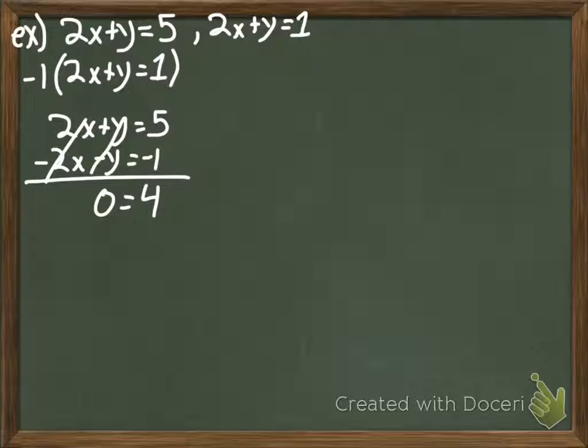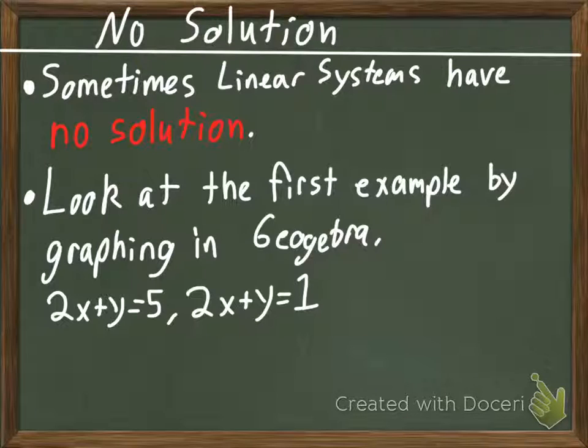So, what does it mean if we get stopped here? I want you to go ahead, pause the video, and discuss that with your group now. Alright. What it means is there is no solution. Sometimes our linear systems will have no solution. This is a special case when this happens.